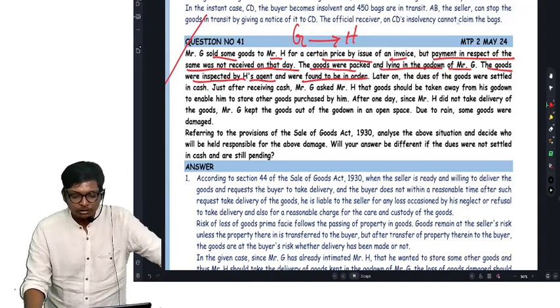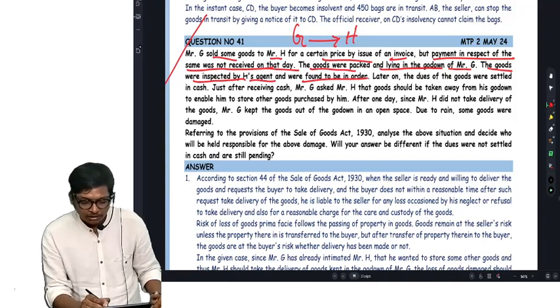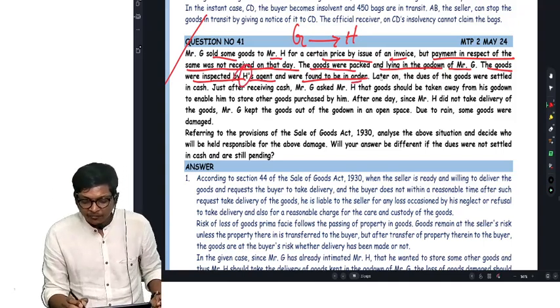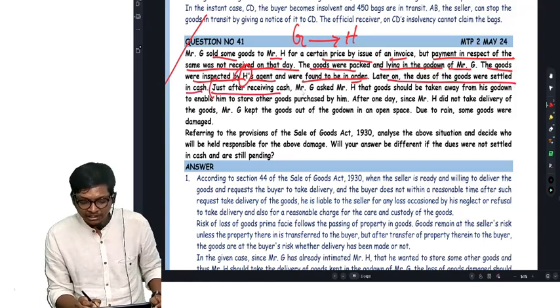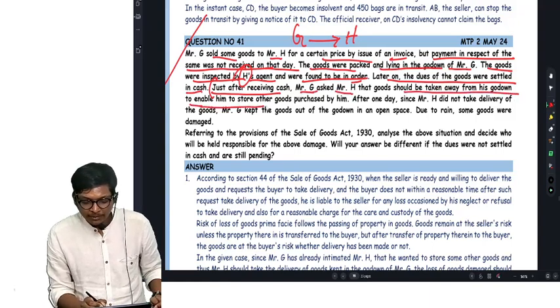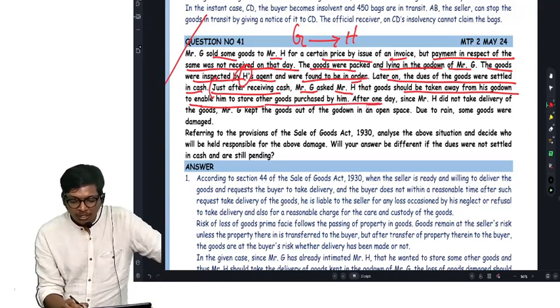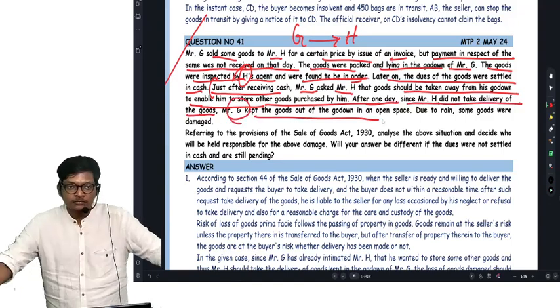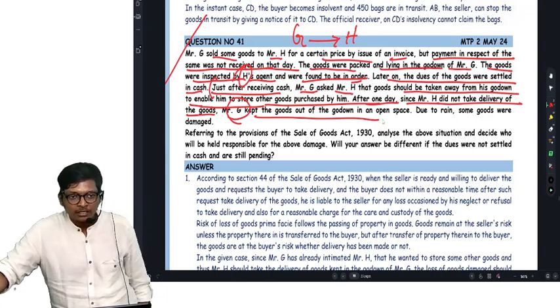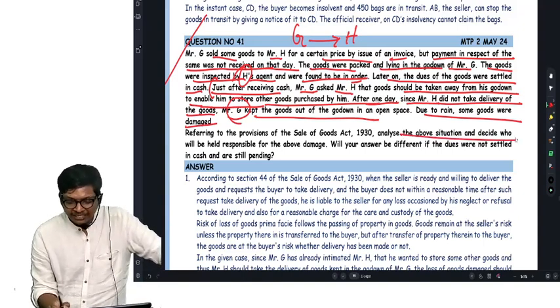So payment is not yet received. Goods were packed, lying in the godown. The goods were inspected by H, the buyer. The buyer's agent inspected and found them in order. Later on, the dues of the goods were settled in cash. Just after receiving cash, G, the seller, asked H that goods should be taken away from his godown to enable him to store other goods purchased by him. He told him, I have taken cash, now take the goods away. After one day, since Mr. H did not take delivery of goods, G kept the goods out of the godown. You still haven't taken them? I kept them outside, I have no space. Due to rain, some goods were damaged. Referring to provisions, analyze the above situation.